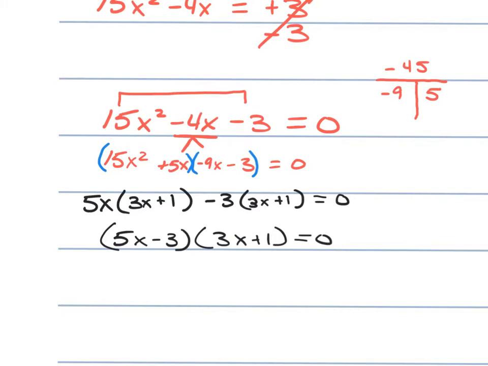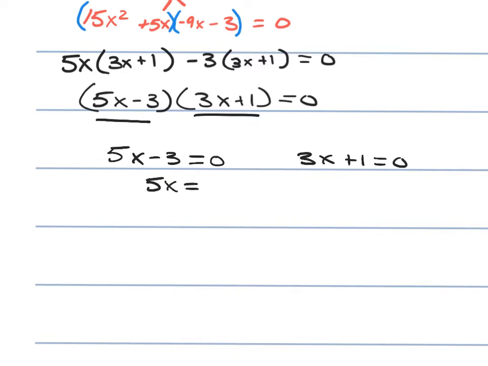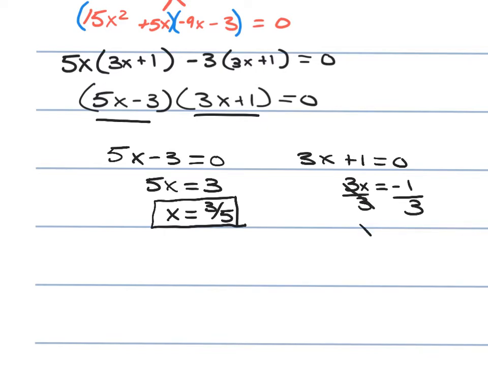And we're nearing the end now. What do I do? Set each one equal to 0. If we want to figure out how to solve this, we've got 5x minus 3 equals 0, but we've also got 3x plus 1 will equal 0. This becomes 5x equals 3. Divide both sides by 5, and we get x is equal to 3/5. Over here, we're going to subtract 1 from each side, and we get 3x is equal to negative 1. Divide by 3, and we get x is equal to negative 1/3.